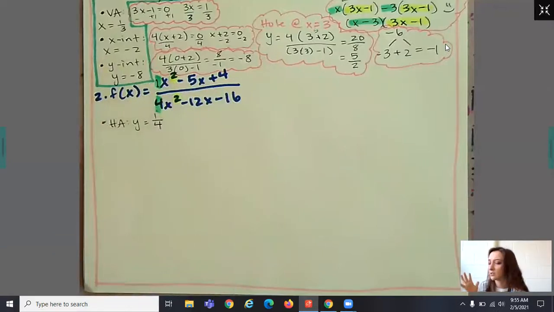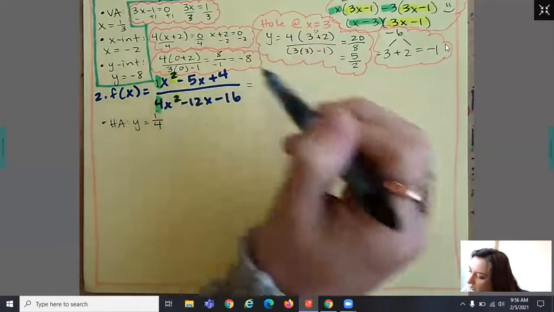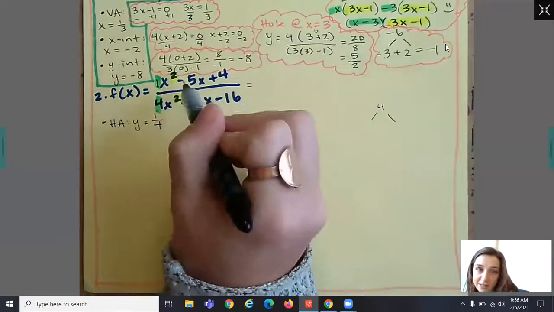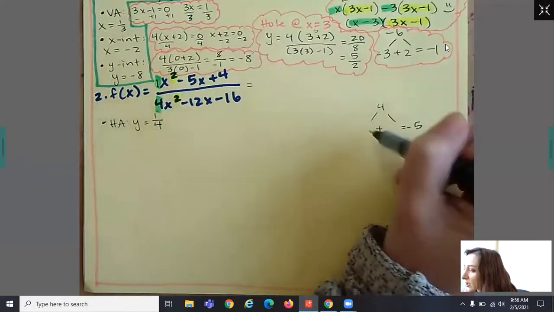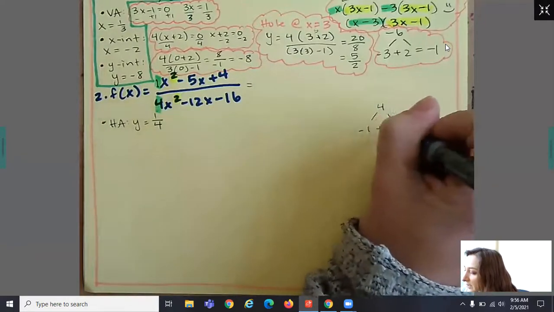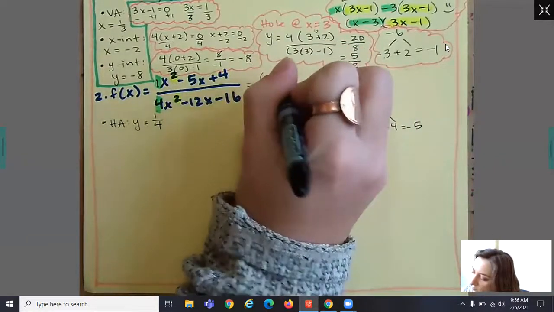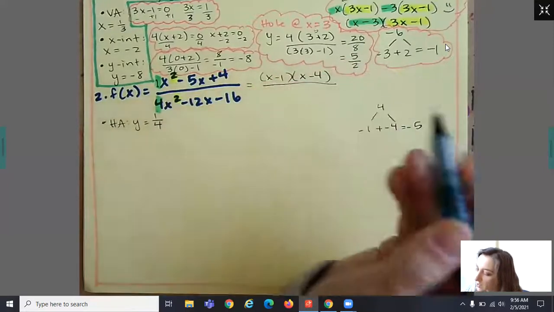Okay, so let's move on to our vertical asymptotes and holes, and we are going to have to get to those by factoring. So let's go ahead and factor the numerator. What two factors of 4 add to give us -5? Factors of 4 are 1 and 4, so let's do -1 and -4. And since there was a 1 in the front, we can take our little trick, x minus 1, x minus 4. Okay, let's look at the denominator.